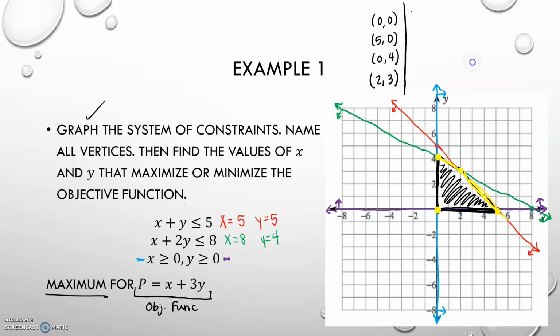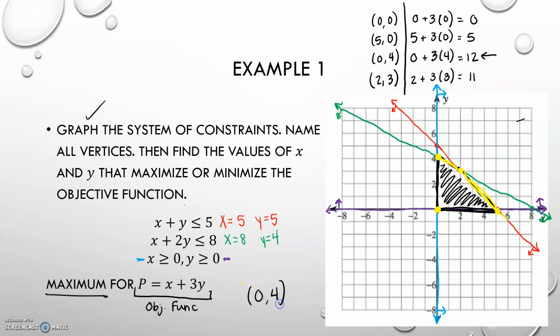All right, so when I plug in 0, 0 to that function, I get 0 plus 3 times 0, which is just 0. When I plug in 5, 0, I get 5 plus 3 times 0, which gives me 5. 0 plus 3 times 4, which is 12. And then 2 plus 3 times 3, which would give me 11. So it looks like the answer is 0, 4. 0, 4 is going to be the one that maximizes the function.